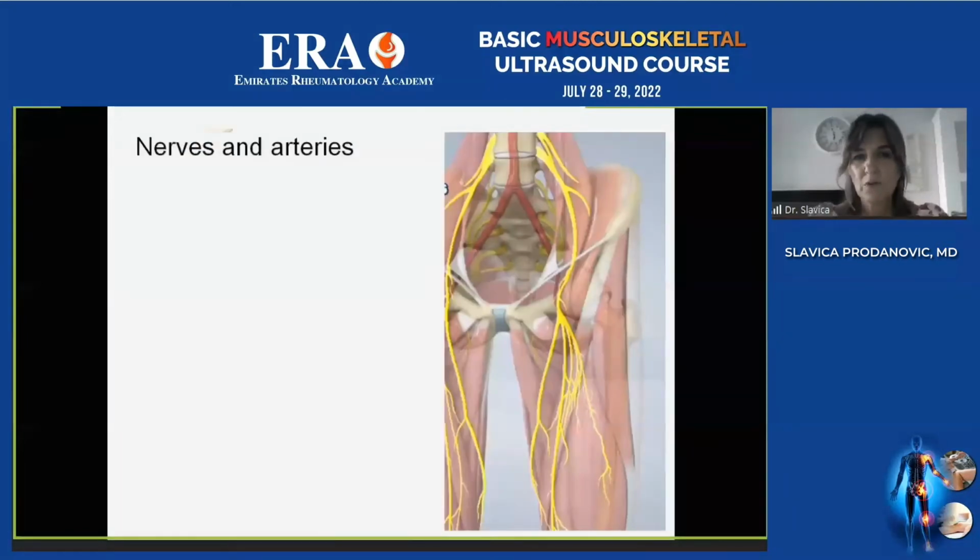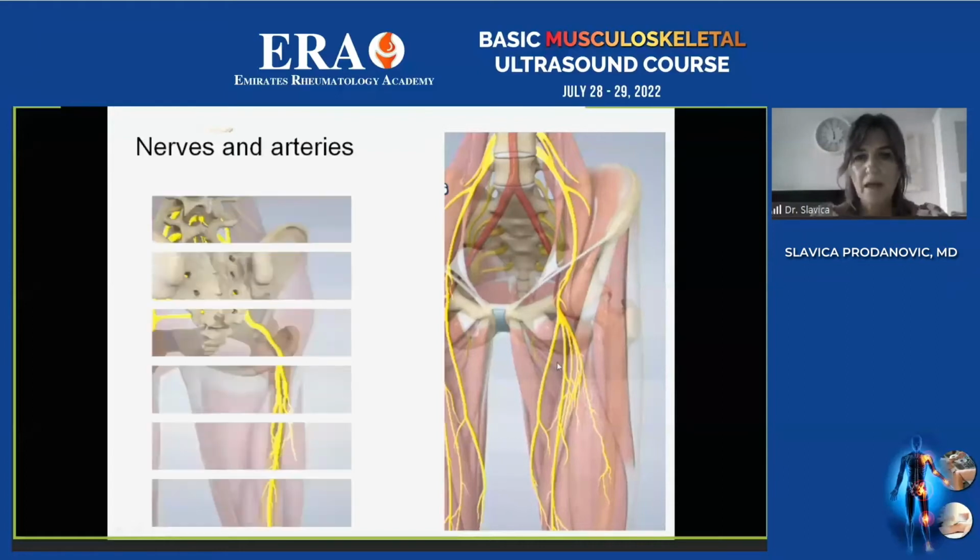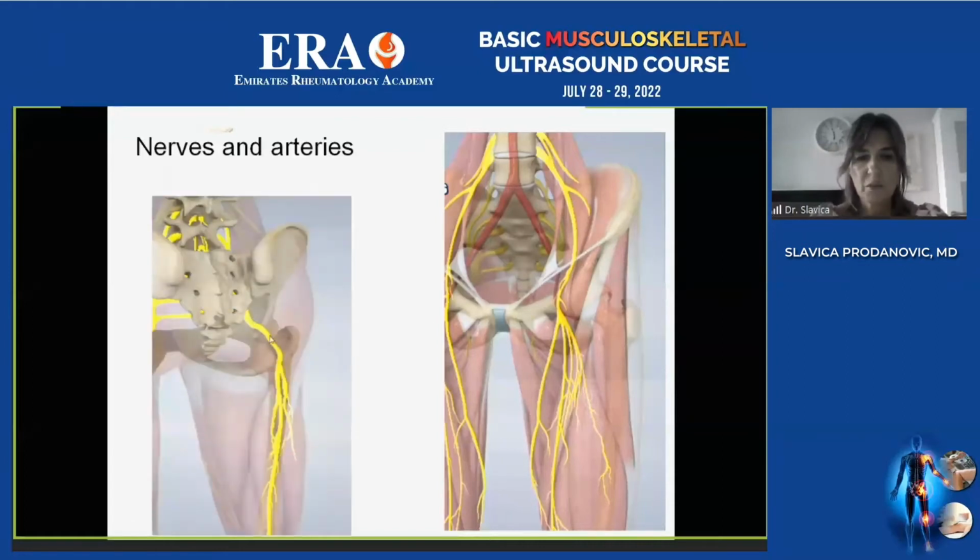Some words about nerves and arteries. As you know, from the anterior side, the biggest, most important and visible nerve is the femoral nerve. And from the posterior side, we have the sciatic nerve and its branches, of course.